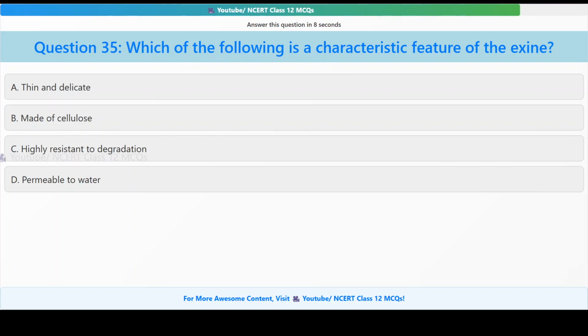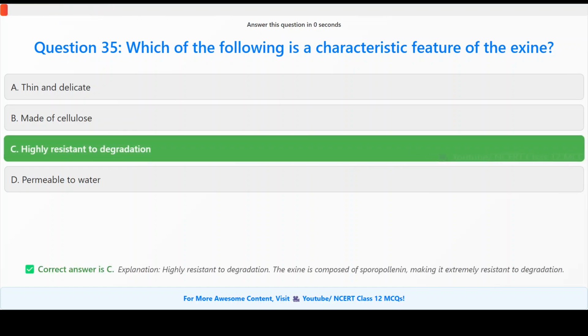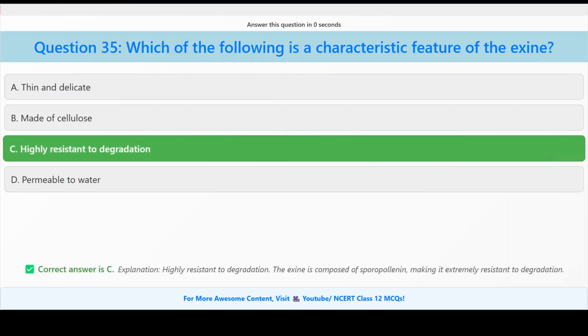Question 35. Which of the following is a characteristic feature of the exine? Highly resistant to degradation. The exine is composed of sporopollenin, making it extremely resistant to degradation.